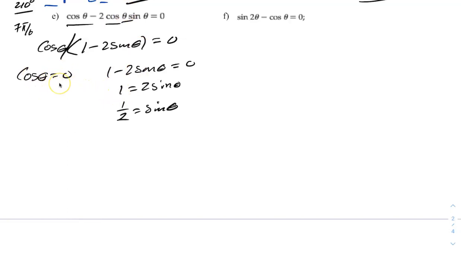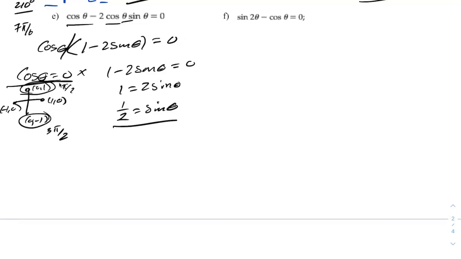Cosine equals 0. Unit circle again. Do a little short one right here. (1, 0), (0, 1), (negative 1, 0), (0, negative 1). Cosine's the x value, so it's here and here. That would be pi over 2 and 3 pi over 2.